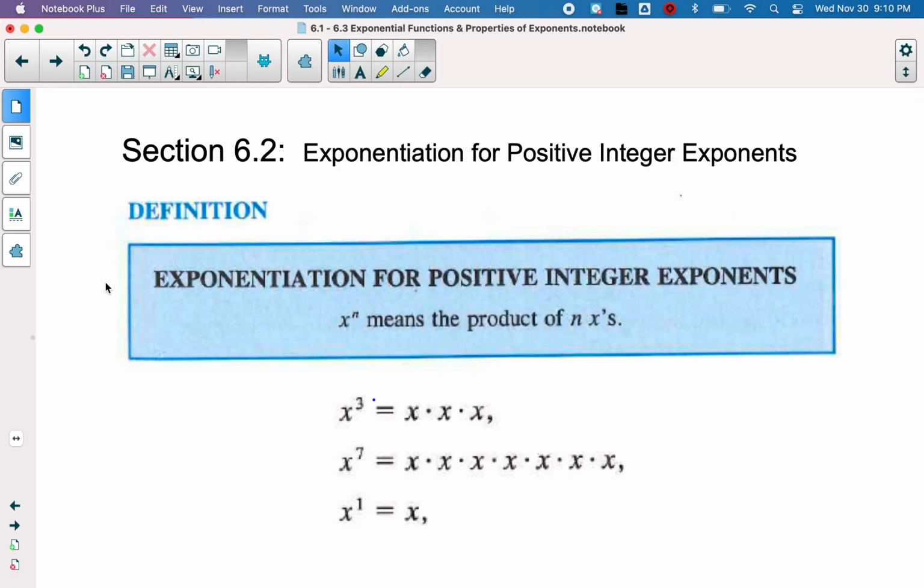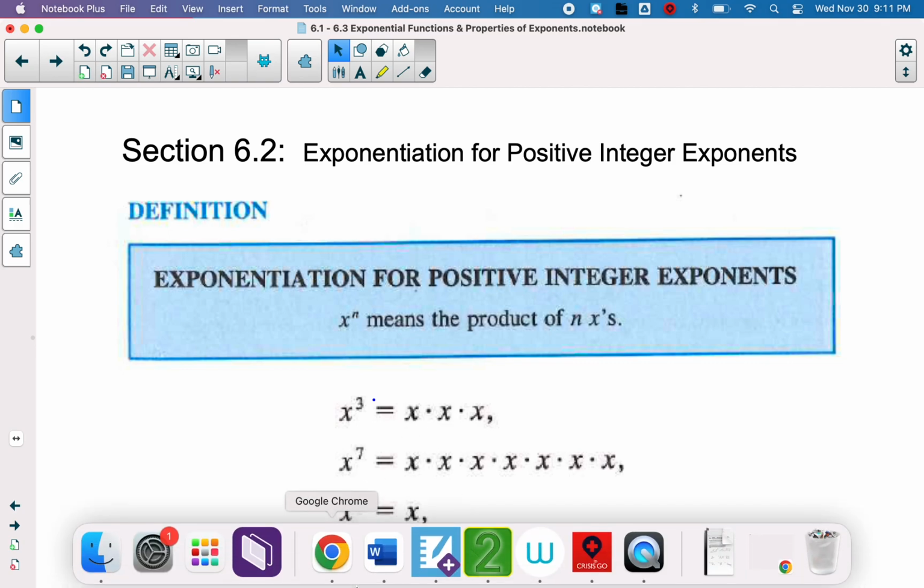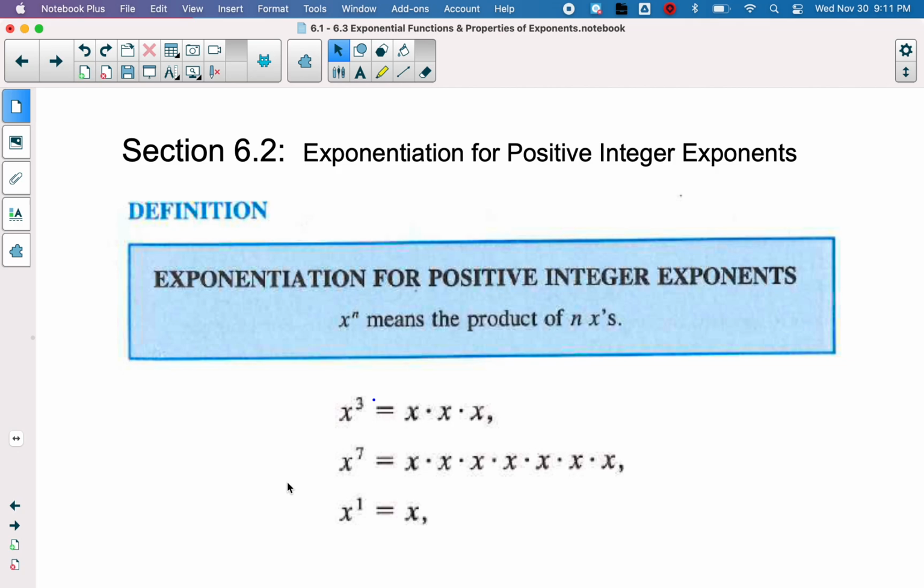When we're dealing with exponents, that's just repeated multiplication, similar to how multiplication is repeated addition. And this should be very familiar, right? So if you see x cubed, that's really x times x times x. X times itself 3 times, x to the seventh, x times itself 7 times. X to the first is just x. And that's it. We usually try to simplify as much as possible.